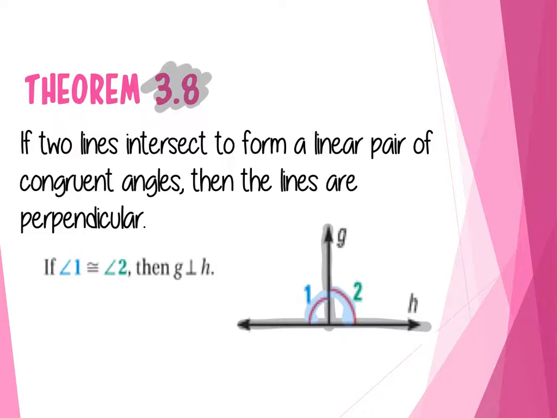So if you are to use this as a reason on a proof, it's if two lines intersect to form a linear pair of congruent angles, then the lines are perpendicular. So on the proof, there's no name. You have to write it out. You can shorthand it a little bit, but you do have to write it out.